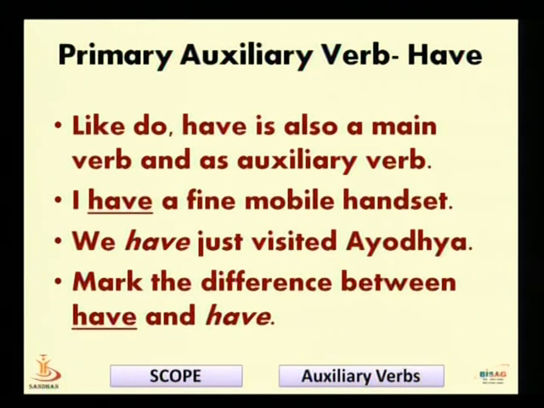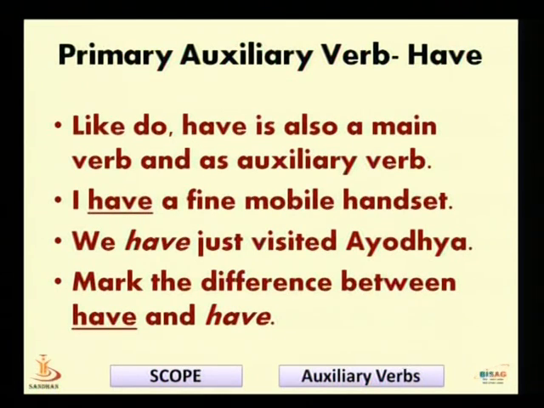In the next sentence, friends, which is, we have just visited Ayodhya, here I have italicized have, and it has a different function, different positioning, and it has the function of the auxiliary verbs, as against I have, which is underlined, is the main verb. So this is the basic difference.